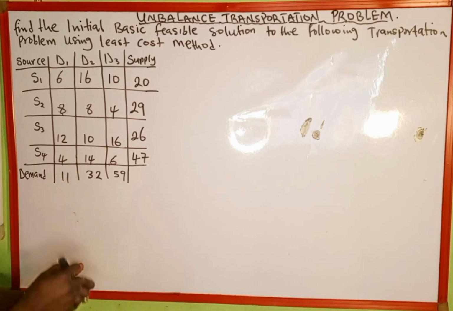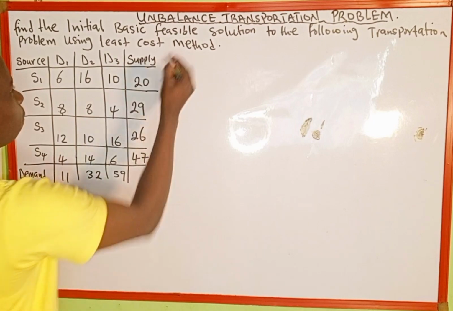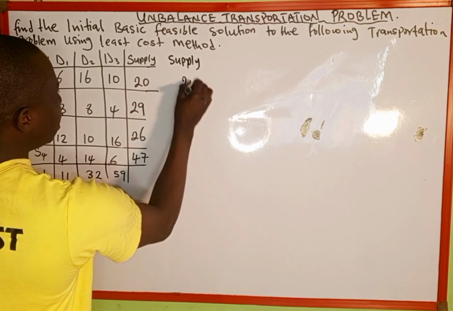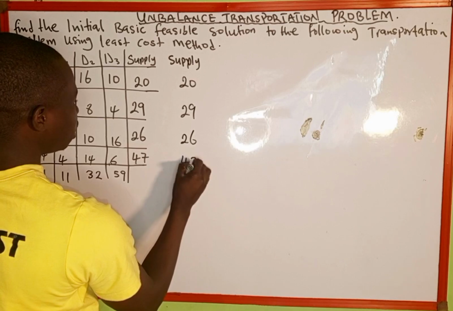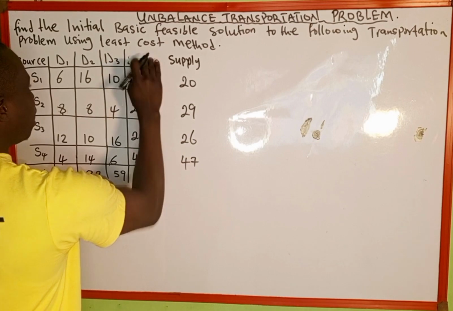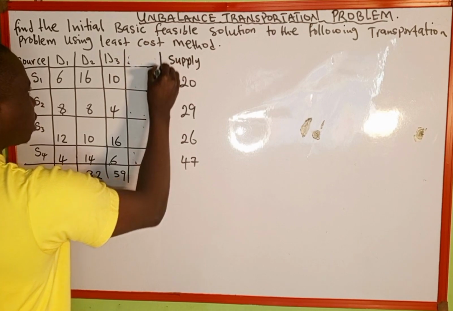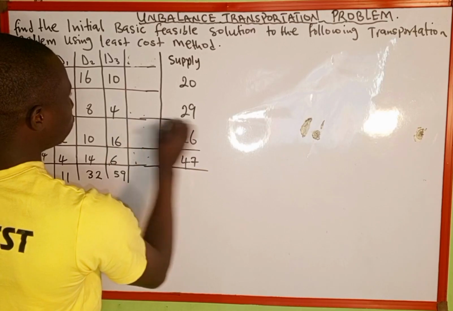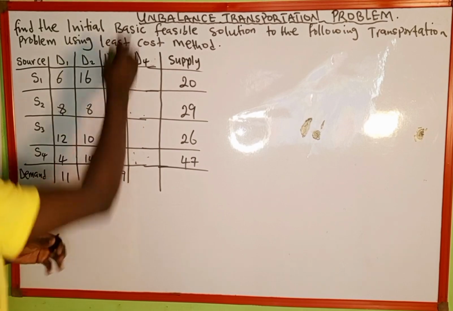So we create D4. In your paper, make sure you rewrite the destination. But here we are going to move this supply to this place. Supply. Then we move this 20 here. Then we move 29 here. Then we move this 26. Then this 47. So that we can cancel this and it can allow us to create another fresh column. So we clean this, and also we clean this. Now we're going to create another fresh column. So here is going to be what? D4. So we have successfully created the column.